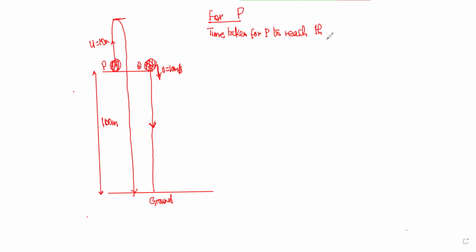So, time taken for P to reach the maximum height. Of course, time taken to reach the maximum height is simply U over G, because at the maximum height, final velocity is 0. So 10 meters per second divided by G, which we are also asked to take to be 9.8.